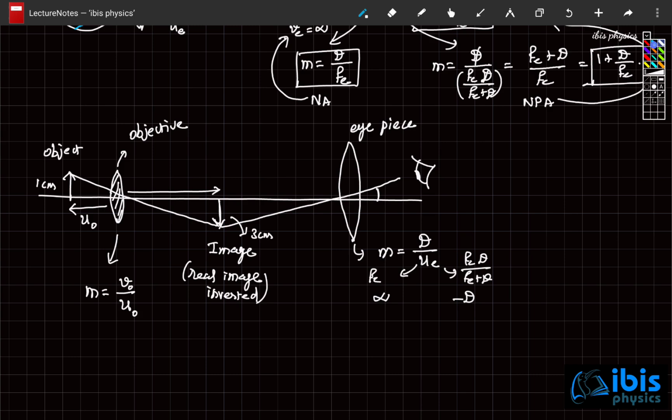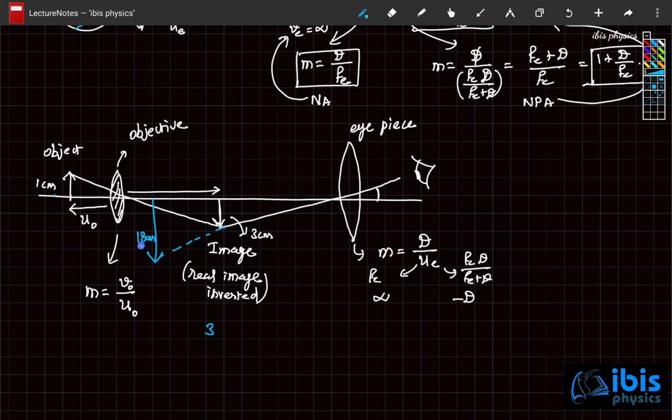So the final image is formed here. This is 1 centimeter, this is 3 centimeter, and this is, let us say, 18 centimeter. So a 1 centimeter object becomes an 18 centimeter image, because 1 centimeter becomes 3 centimeter by the objective. So the magnification produced by the objective is 3 by 1, which is 3. And the 3 centimeter object becomes 18 centimeter.